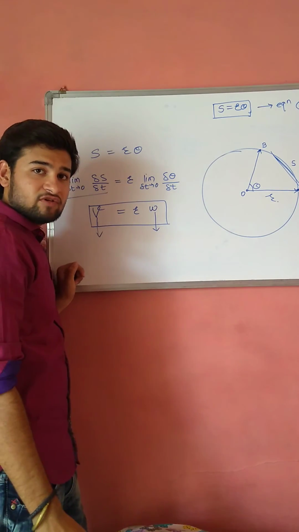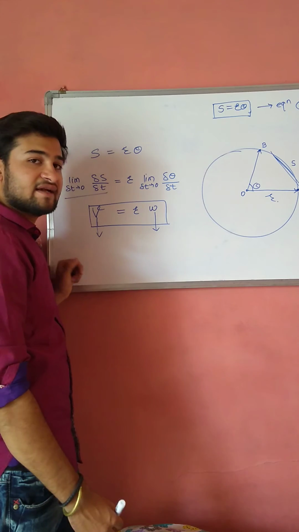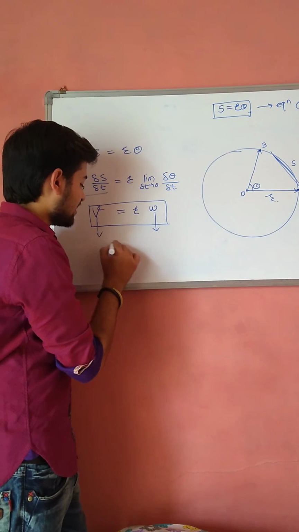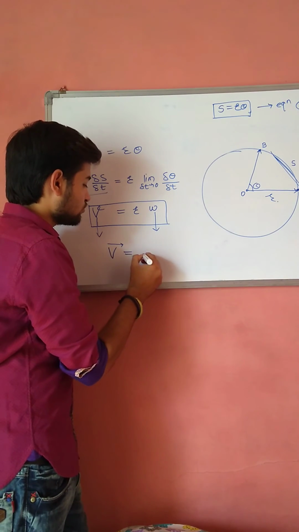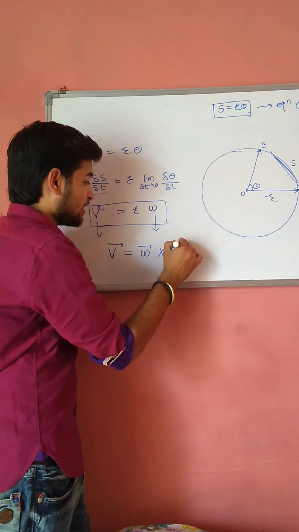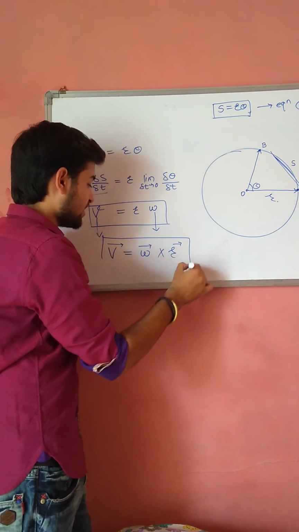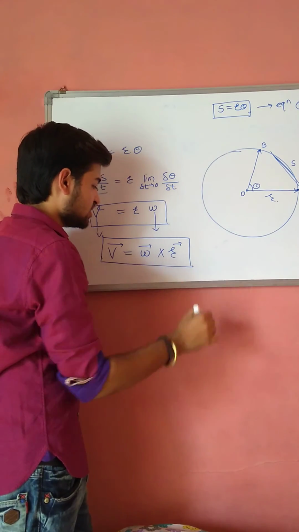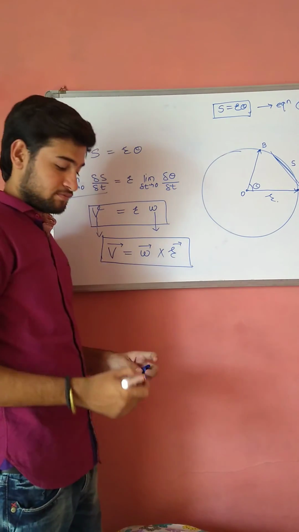If you want to convert it into vector form, you can directly write it as V bar is equal to omega bar cross R bar. This is the required vector relation between the linear velocity and the angular velocity.